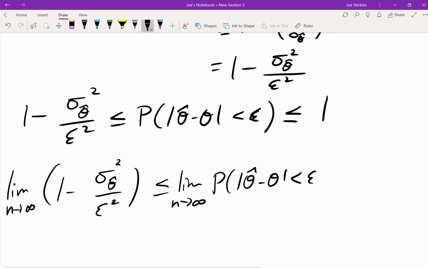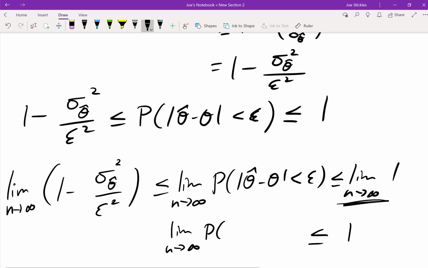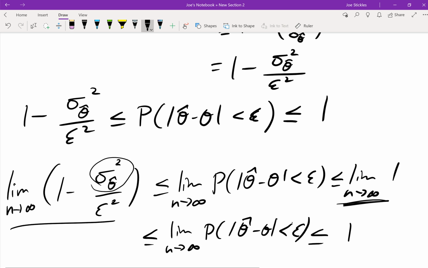That makes the inside piece look like exactly what we want to take the limit of. Well, the limit on the right-hand side is easy. I hope it's easy. What's that limit? 1, right? We agree? And now on the left-hand side, the only piece I have to worry about taking a limit of is this. 1's a constant. Epsilon's a given constant. All I have to worry about is this. But that's just the variance. And what are we assuming about the variance as n goes to infinity? Going to 0, right? So this limit's also going to be 1.